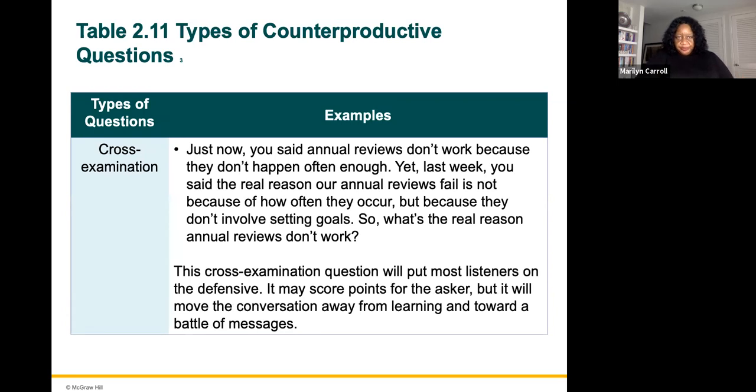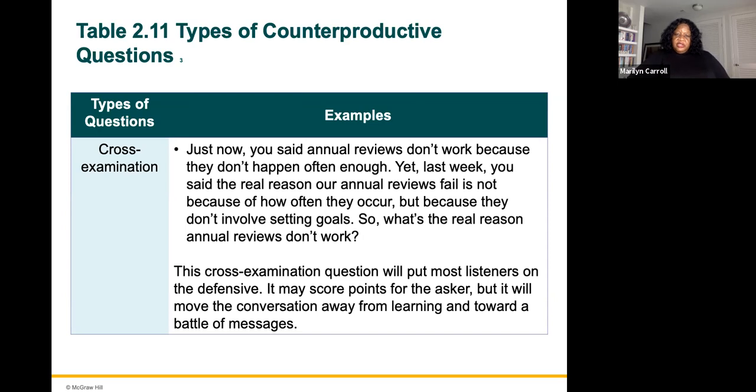Cross-examination questions. Just now, you said annual reviews don't work because they don't happen often enough. Yet, last week, you said that the real reason our annual reviews failed is not because of how often they occur, but because they don't involve setting goals. So what's the real reason annual reviews don't work? What's the real reason that you feel that they don't work?